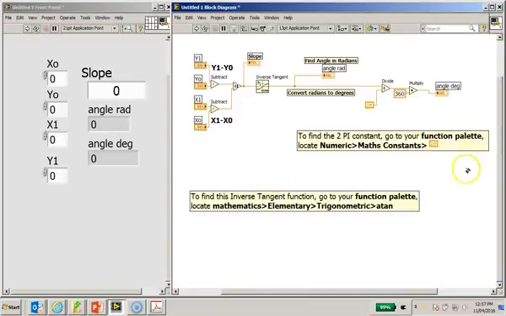So I have completed the first part of this function, and this is the inverse tangent function, and this is the 2 pi constant that we know very well.